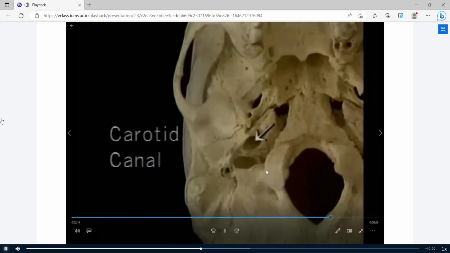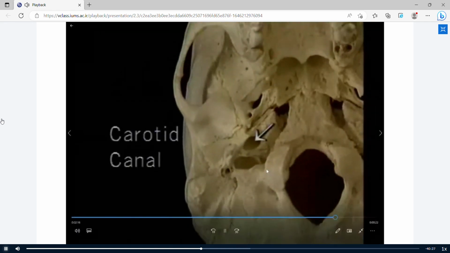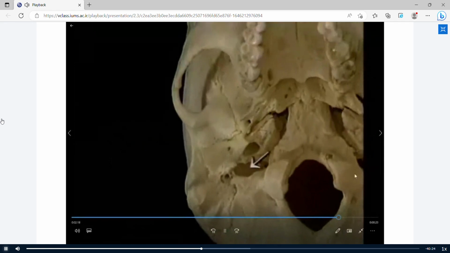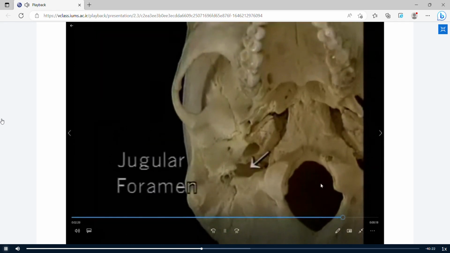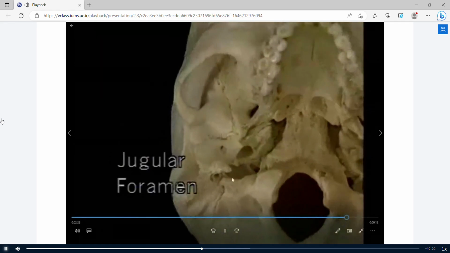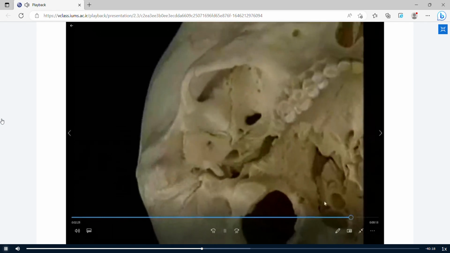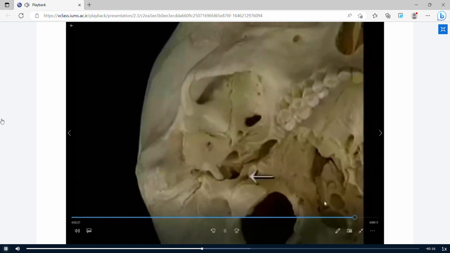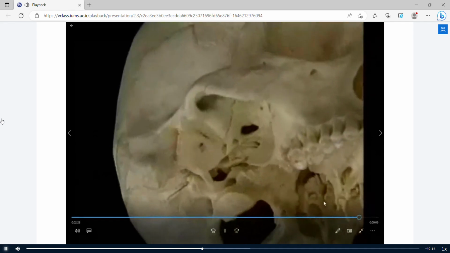The carotid canal passing forwards for the internal carotid artery, and the jugular foramen passing backwards for the internal jugular vein. Just above the occipital condyle is the hypoglossal canal for the hypoglossal nerve.